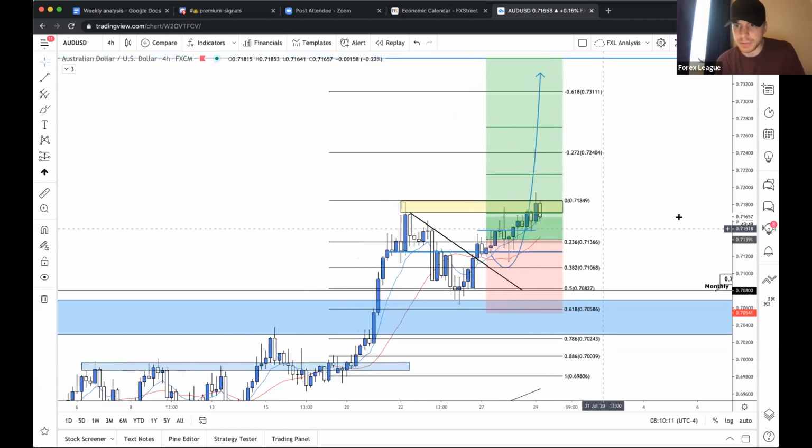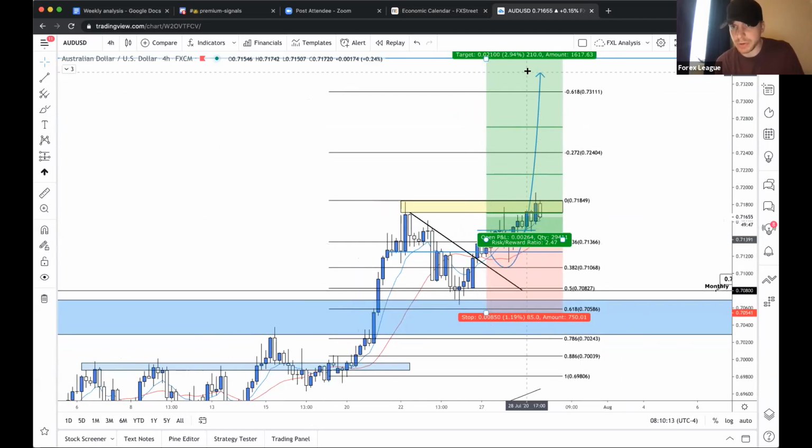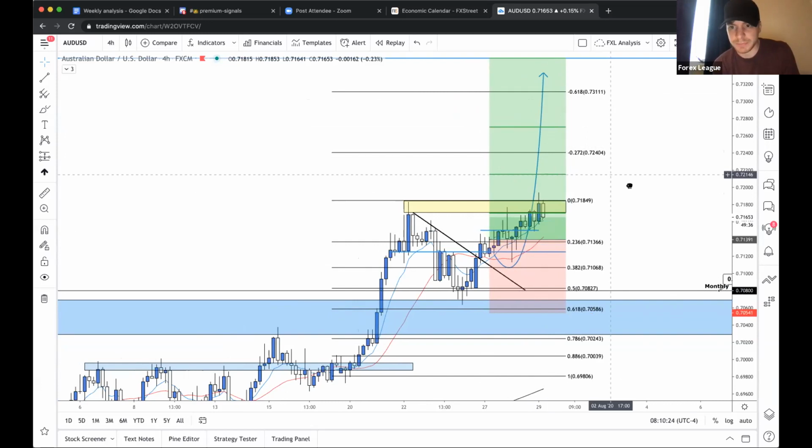Everything is pointing to the upside, bullish pressure only. And we're looking to get 210 pips, risking 85 pips. So this is almost a 2.5 to 1 risk to reward. So this is a really great trade.